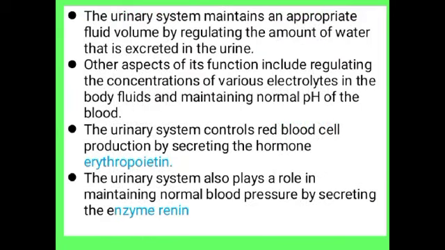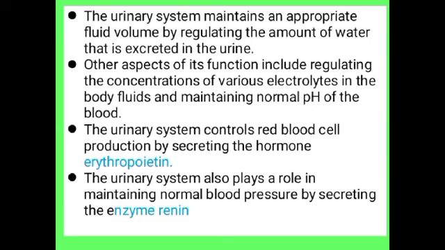So we're saying that the urinary system maintains the fluids within the appropriate volumes, and the excess fluids that are no longer needed in the body get excreted or eliminated from the body through the formation of urine. Also, it maintains the concentration of various electrolytes in the body fluids, and maintains the normal potential hydrogen, the pH, of the blood.